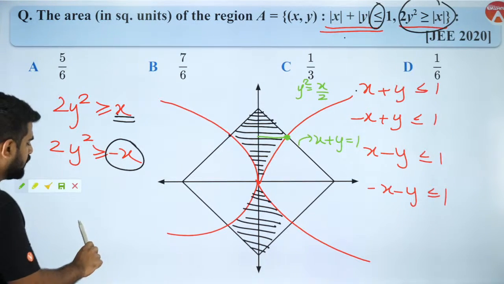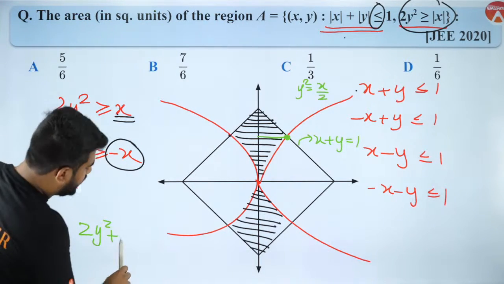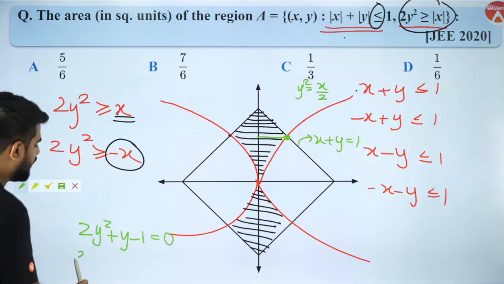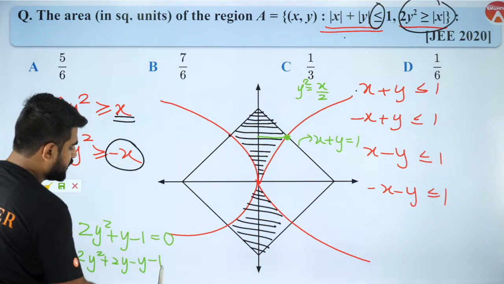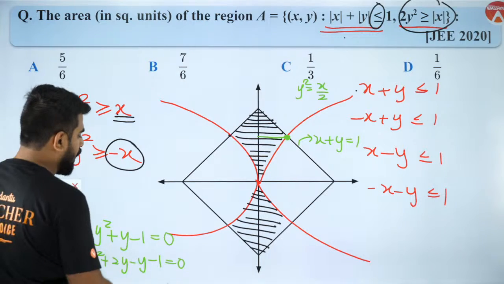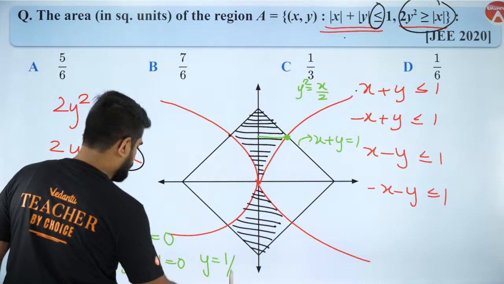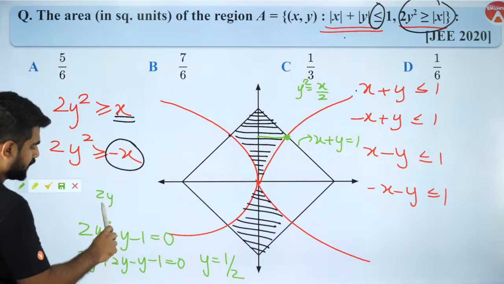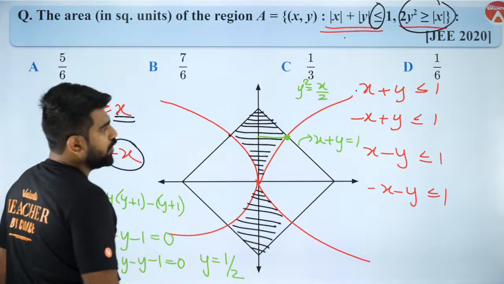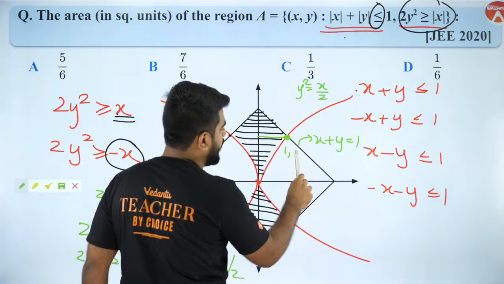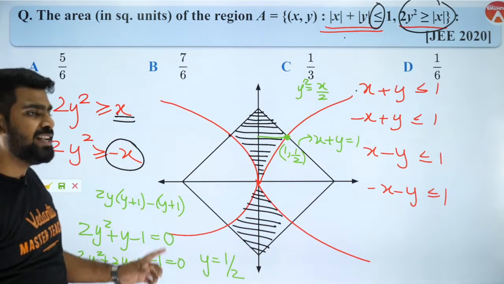So let's do it. We have x is equal to 2y square. So 2y square plus y minus 1 is equal to 0. So I'll have 2y square plus 2y minus y minus 1 equal to 0. Taking common factors, it will be (y plus 1) times (2y minus 1). So y will be 1 by 2. So the y value here is 1 by 2, which means x is 1. The y value is 1 by 2, the x value is 1.